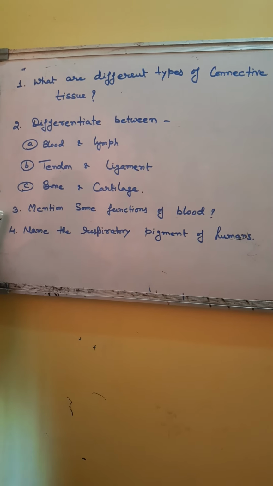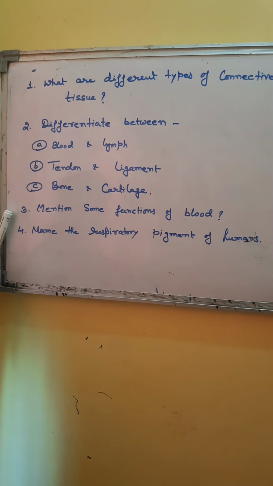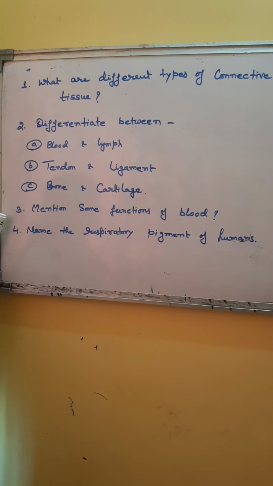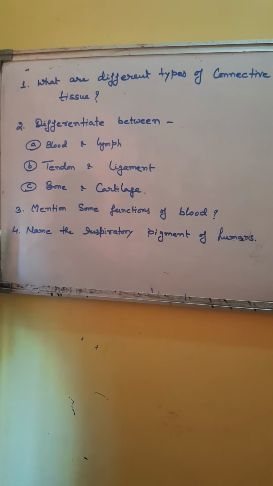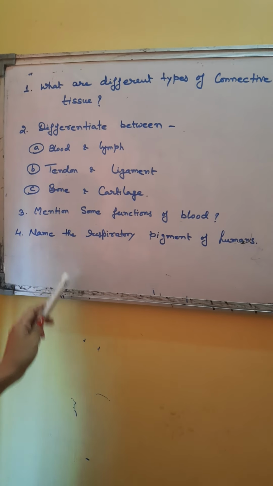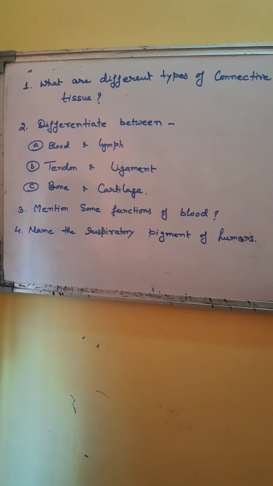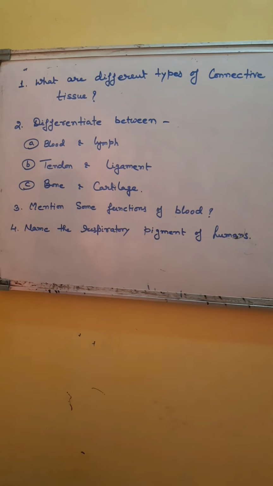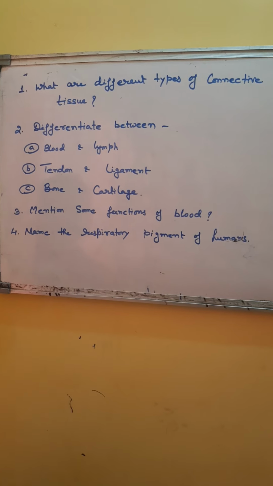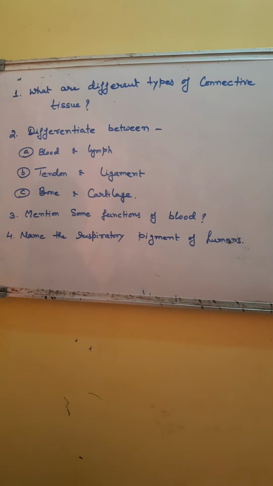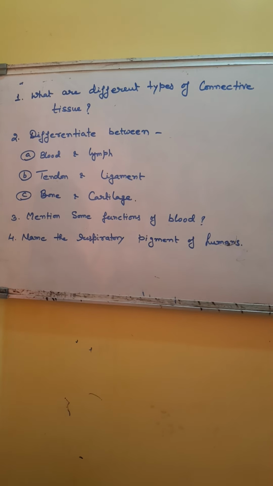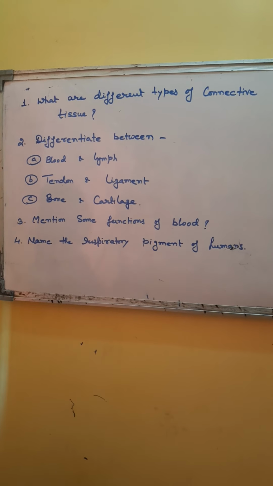The third question, mention some functions of blood. Here you will write down some functions of blood. And the fourth question, name the respiratory pigment found in humans. You will write down the name of the respiratory pigment or oxygen carrying pigment which is present in humans. You will get all the answers in the video itself. So watch the video carefully and write down the answers.